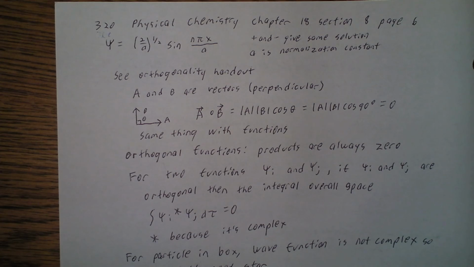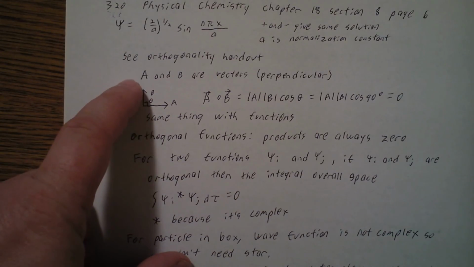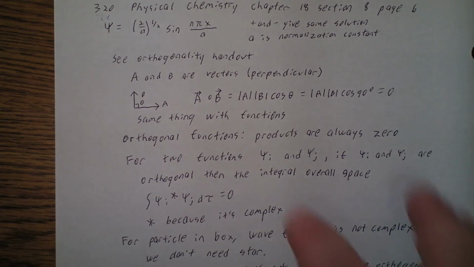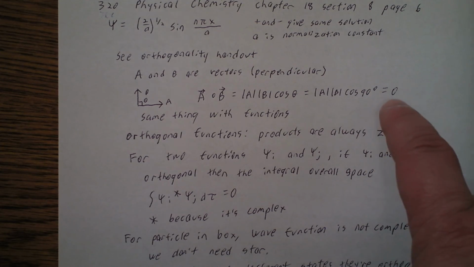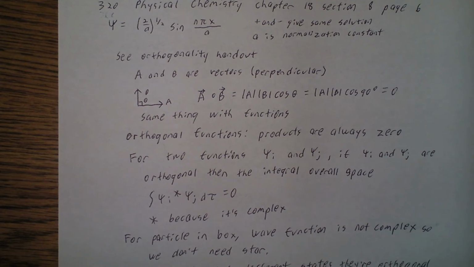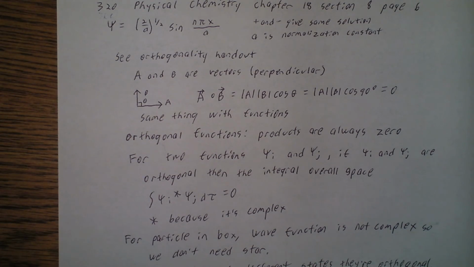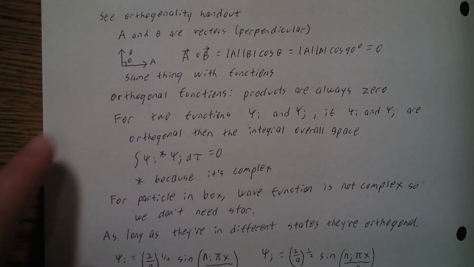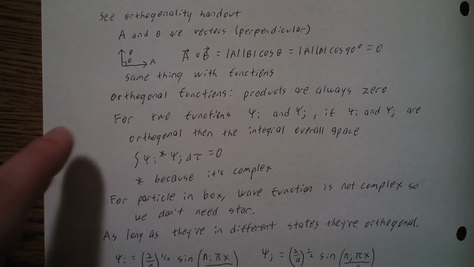So look at the handout on orthogonality. So A and B in vectors, well, if they're perpendicular, then A dot B is going to be A times B times cosine theta. A B cosine 90 degrees is equal to 0. So if the dot product of two vectors is 0, they're orthogonal. The same thing is true with functions. So let's say we have orthogonal functions, then the products of those two functions are always 0.